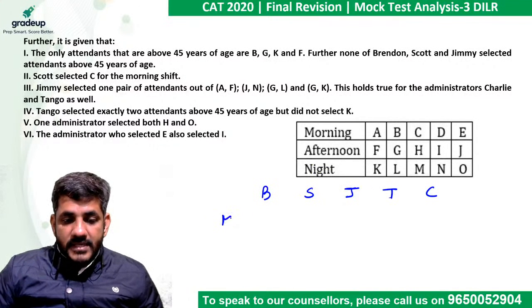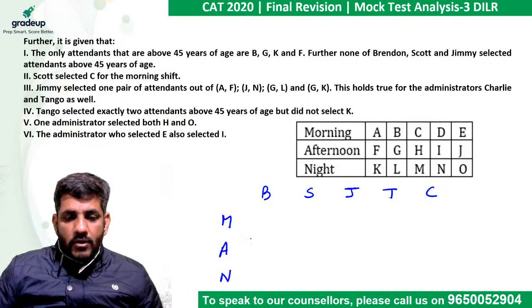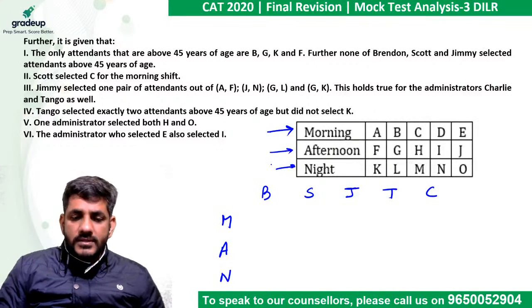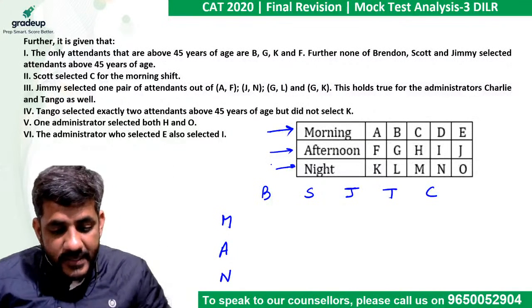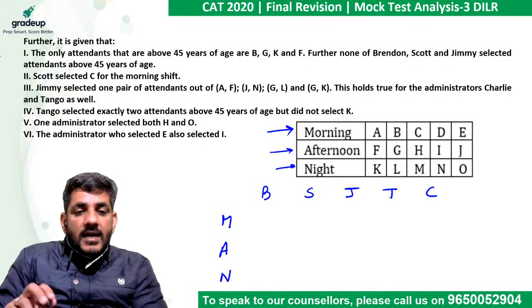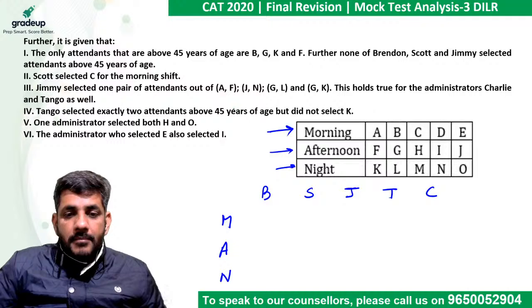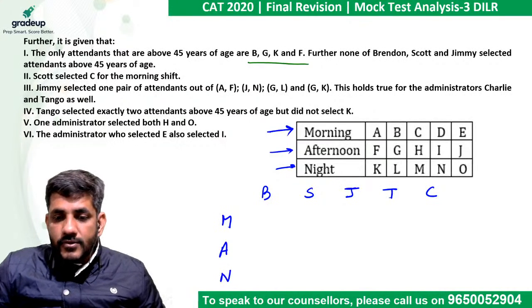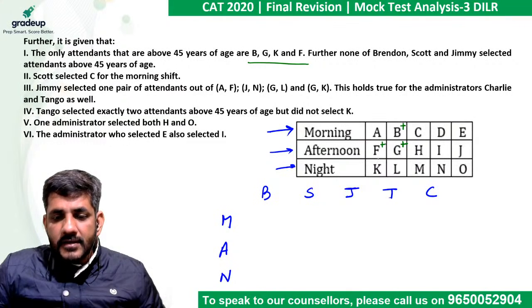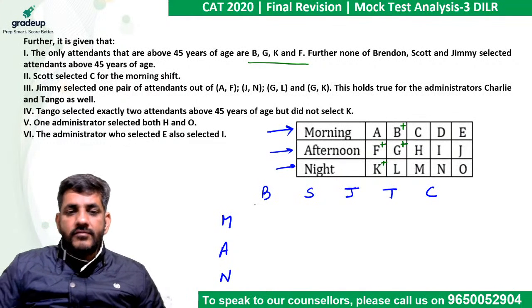So whom did they select in the morning slot, afternoon slot and night slot? And we have to select these people from here. That is clear now to us कि हमें इन लोगों को कहाँ से select करना है. Let's start doing this. The only attendants that are above 45 years of age are B, G, K and F. So let me put a plus sign on them, that B, G, K and F, they are above 45 years of age.